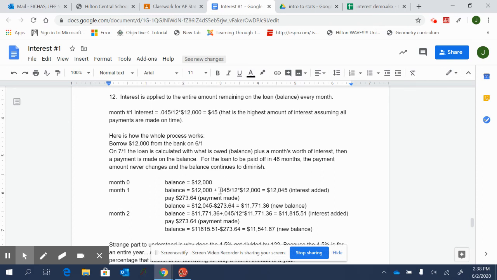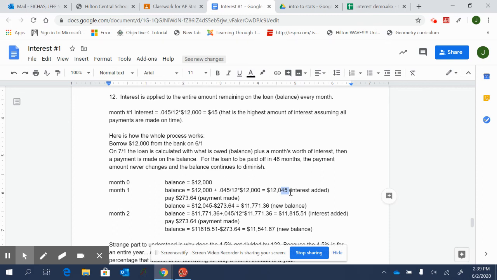It's 4.5%, but you didn't borrow for a full year, you only borrowed it for a month, so they do factor that in. So 0.045 divided by 12, multiplied by the amount you borrowed, gives you an extra $45 of interest. Now, you had to pay $273.64. Here's what happened with that. This $273.64 covers the interest by a lot, plus it chips away at the balance, so that after the course of 48 months, the balance is completely paid off with the interest as well.